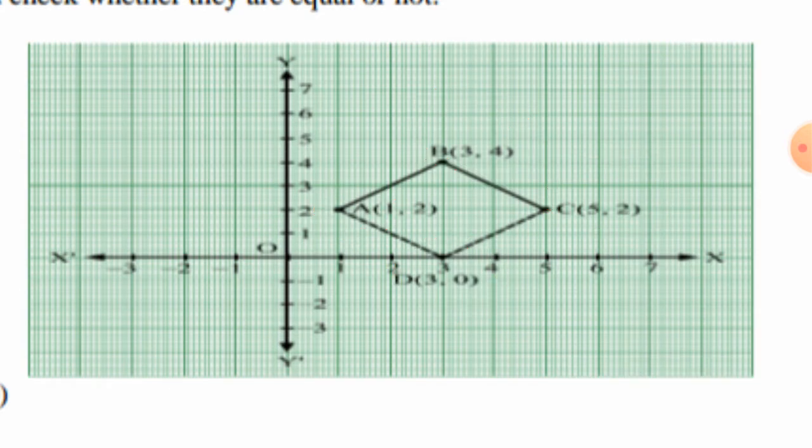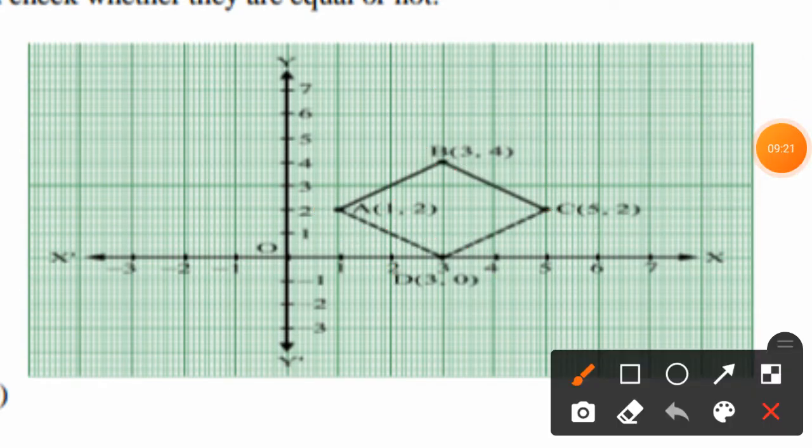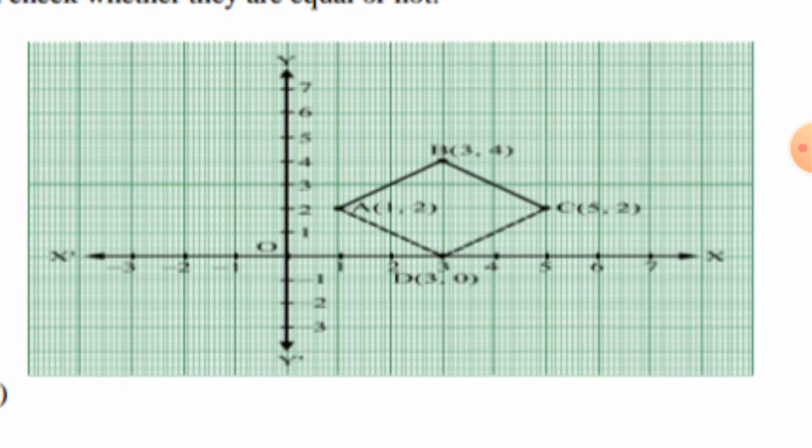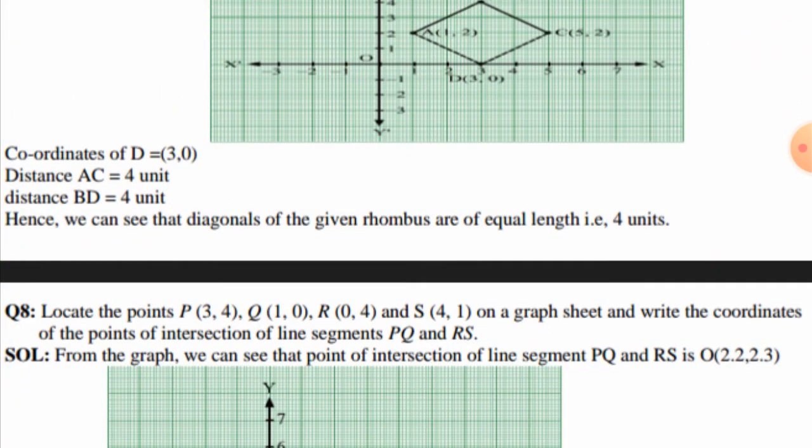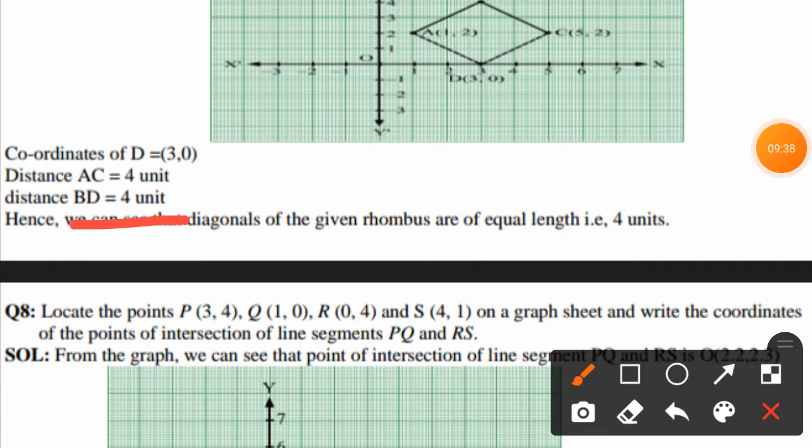Now after locating these points, we have to join these lines. By joining them we can complete this rhombus. After joining this line, the rhombus will be completed. And now the coordinate of D will be (3, 0), and the distance of AC will be 4 units and the distance of BD will be 4 units.